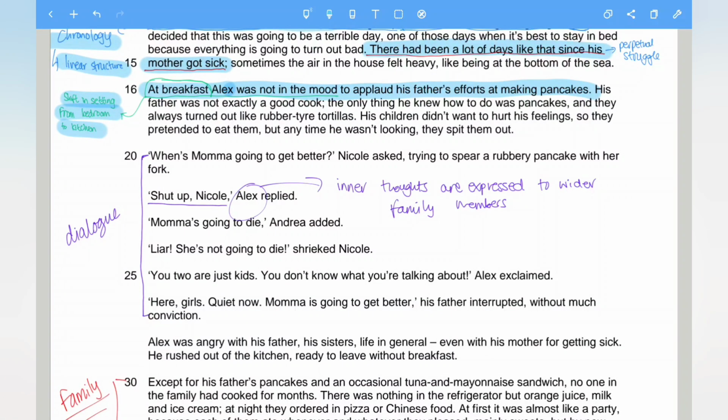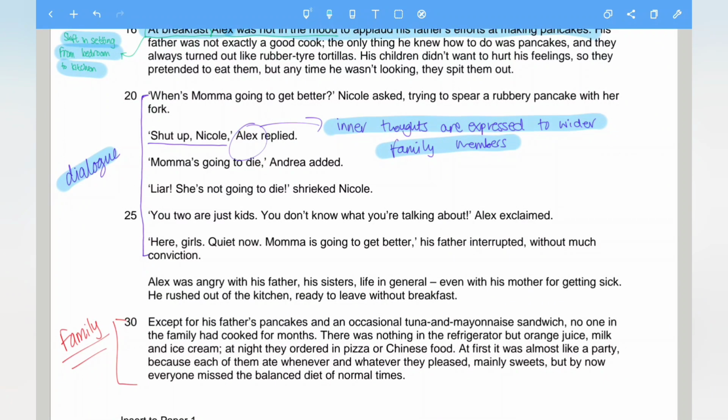Now from 20 to 25, I've highlighted there's a transition where the writer has used a dialogue, and it represents his inner thoughts being expressed to wider family members. So it really shows us how he's struggling to deal with his mother's health, and now he's lashing out towards his sisters and also towards his father as well. So what quote can you use here? For example, "Shut up, Nicole," Alex replied. Look at how he's expressing his frustration towards his sisters.